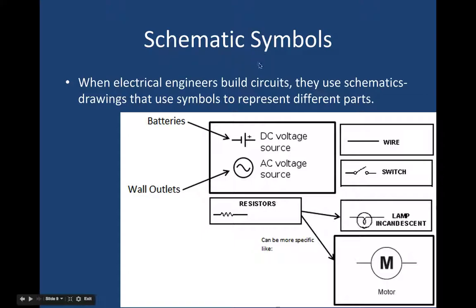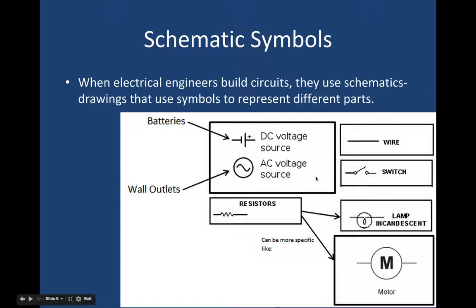Schematics are kind of like blueprints for electricians. Electrical engineers will build a circuit by building schematics using symbols to represent different parts. So you'll see here the different symbols that they use. For batteries, it's usually a DC voltage source, because it's a direct source of power. That's another reason why your batteries don't last as long as the wall outlet.